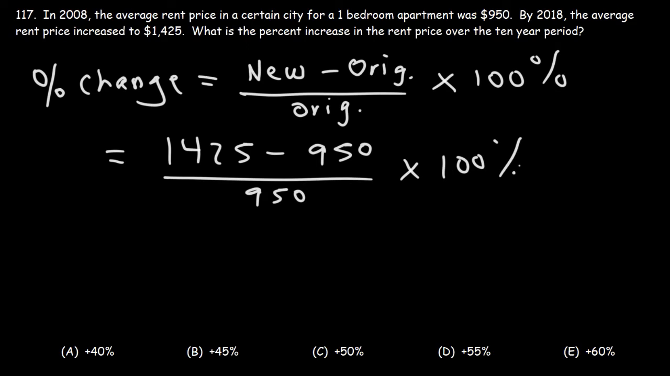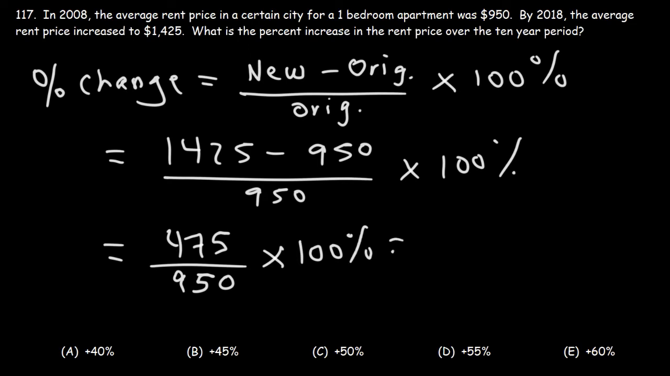So $1,425 minus $950. Let me retype that again. That's going to be $475. Now let's divide $475 by $950. So that's 0.5, and then let's multiply that by 100%. So the rent increased by 50% over this 10-year period.